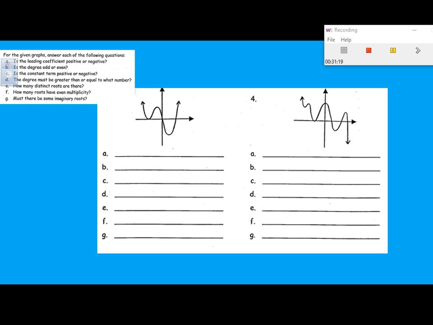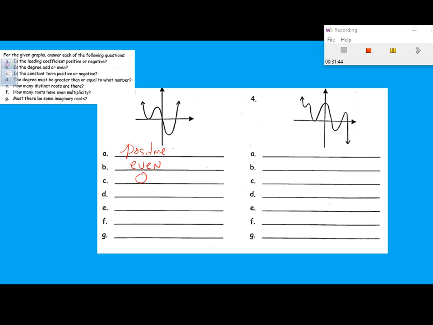So here goes this. Leading coefficient, positive or negative? I know it's positive because the right side's going up. The branches are going the same direction, so I know it must be an even function. The constant term in this case, my y-intercept is right there, so in this case my constant term is 0.